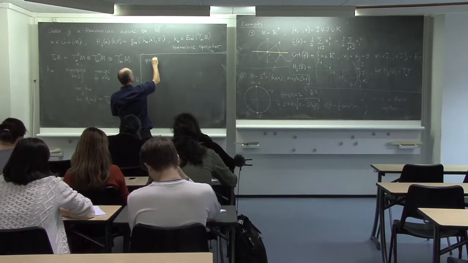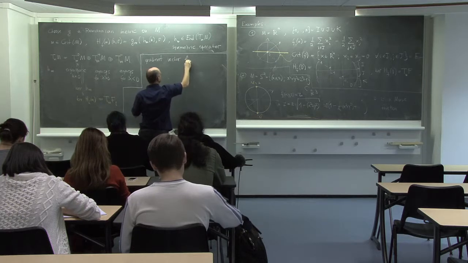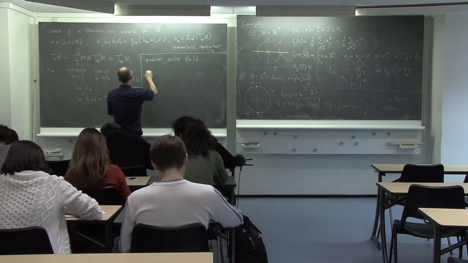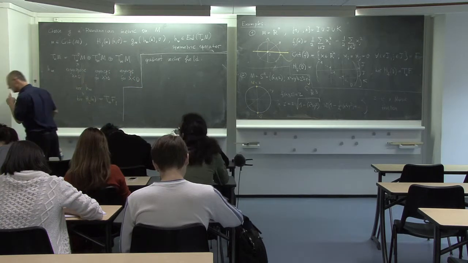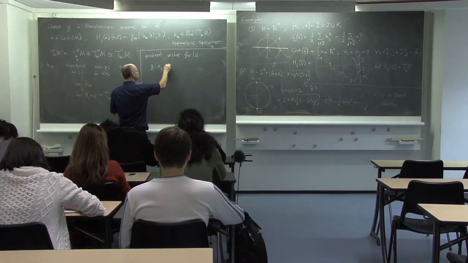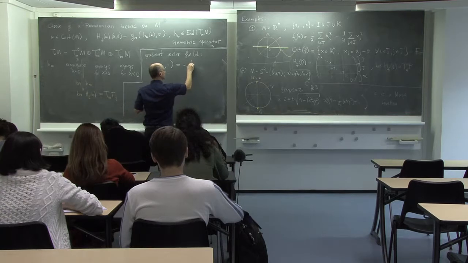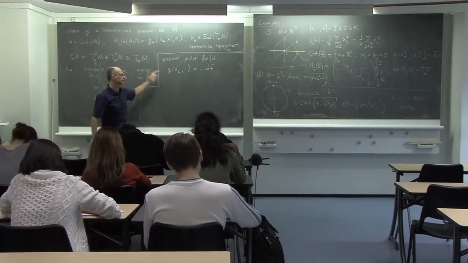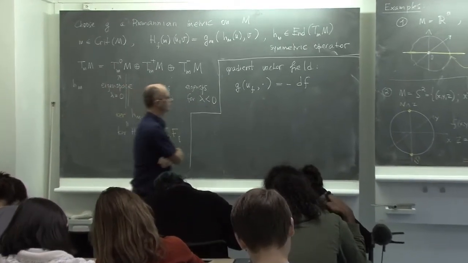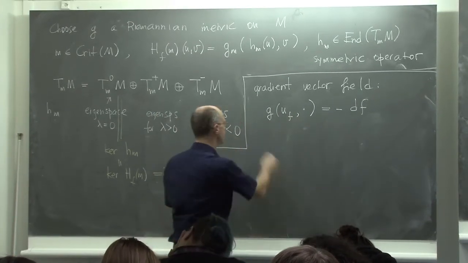So once we have a metric, we can define the gradient vector field. Let me denote it in this way. So the gradient vector field for the function f, well, historically we define it as minus df. So we want the metric to send this vector field to minus df.